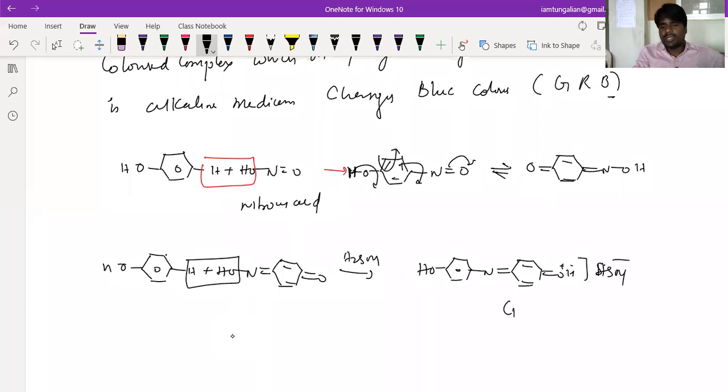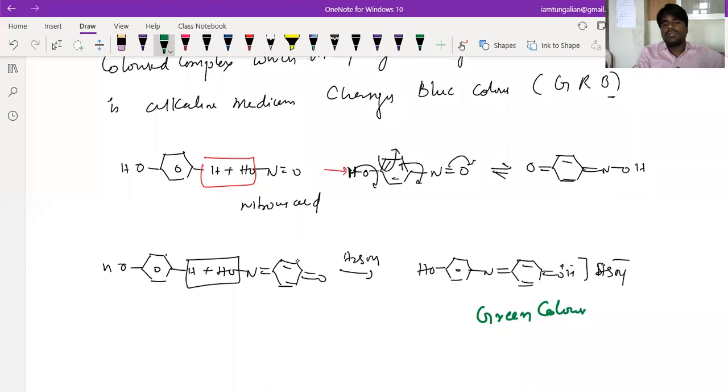HSO4 minus. This is your green color complex. This is a complex which gives green color. What is this, beta? Green colored complex. What do you call it? This is your green colored complex.